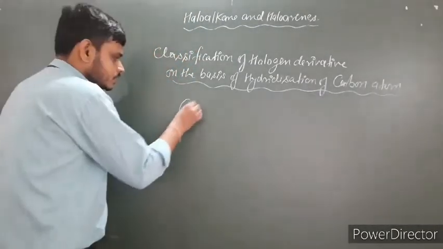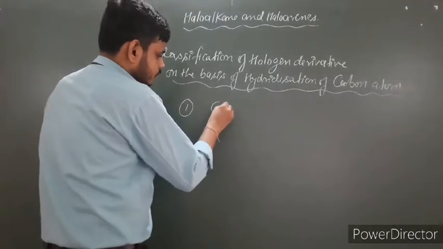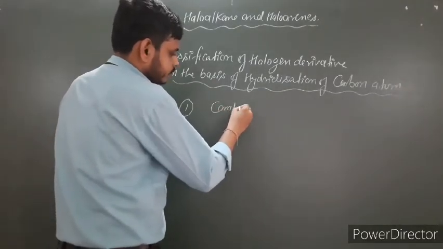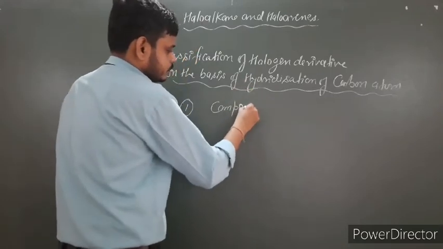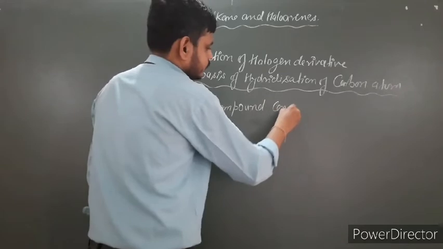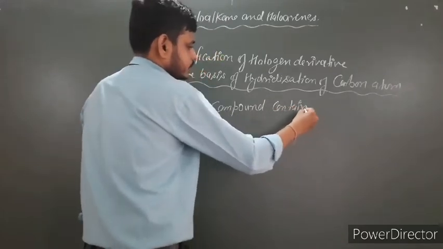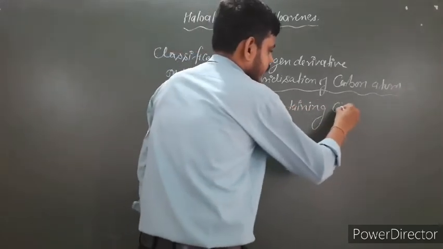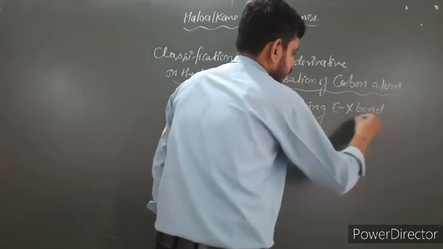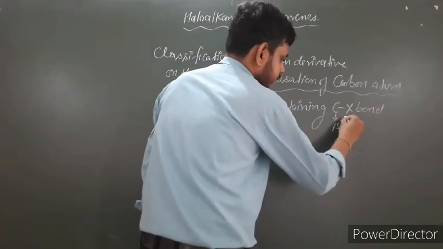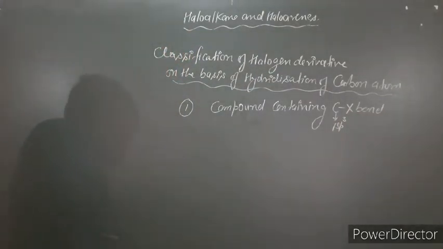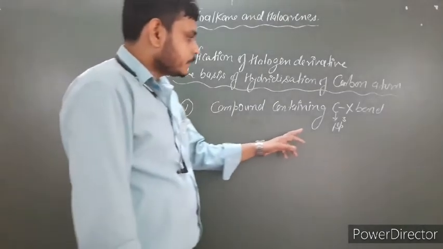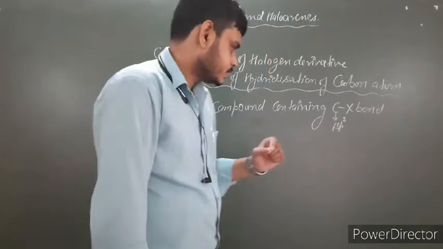The first is the compound containing a carbon halogen bond, where carbon is sp3 hybridized.